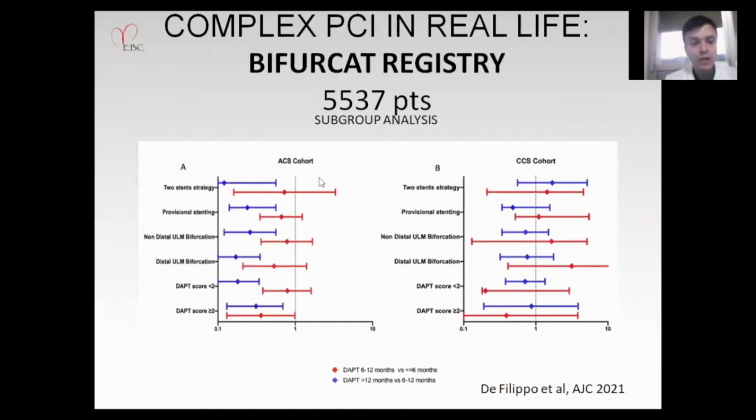And again, we performed a subgroup analysis in these patients, and the benefit of DAPT longer than 12 months was present irrespective of the strategies performed for bifurcation, that is, crush strategies, provisional stenting, both for patients treated with left main and non-left main, and also independently from the DAPT score. But the benefit disappeared in chronic coronary syndrome.